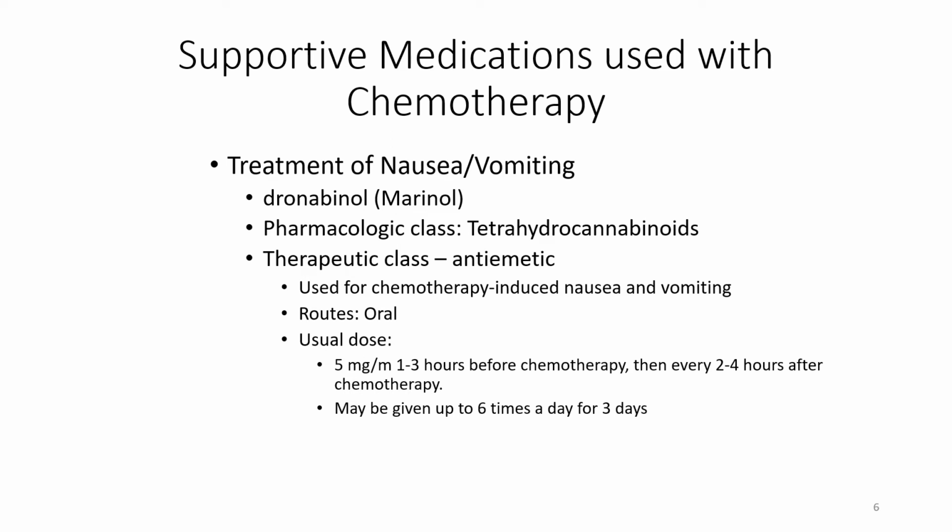Marinol is just what it says. It's a tetrahydrocannabinoid, which means that is THC. So this is medical use marijuana. It is used as an antiemetic. It also will increase appetite for people. A generic name is dronabinol. It is used for chemotherapy-induced nausea and vomiting. It is given orally. These are the doses, and it can be given up to 6 times a day for 3 days.